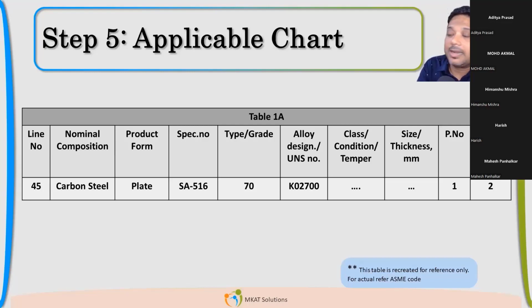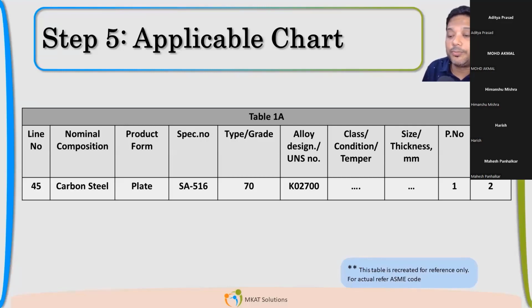Sub part 1, table 1A, which is applicable for section 8, division 1. There I'll find my material, SA 516 grade 70. In the same table, you will find the applicable P number, group number, and also the chart number. So if you see the different lines in table 1A, you will find the applicable material chart. So for 516 grade 70, it's CS2.